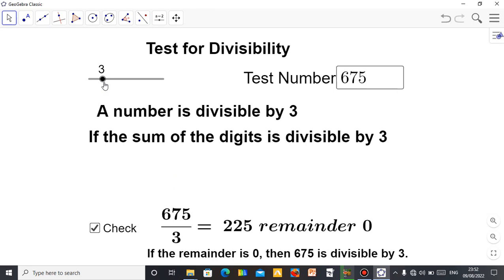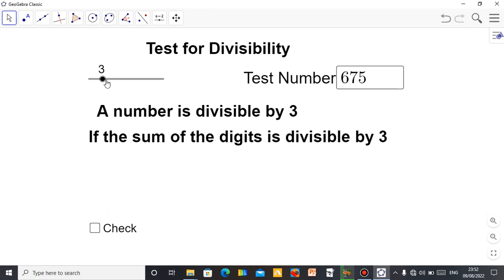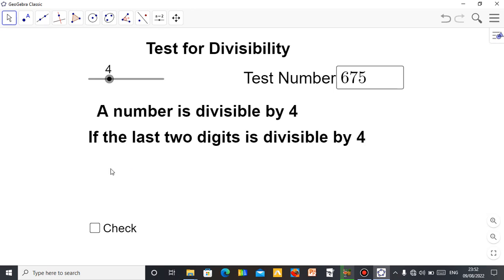Alright, the same thing with 4. You can test for 4. If the last 2 digits are divisible by 4, this is how we know if a number is divisible by 4 or not. Then you keep going.